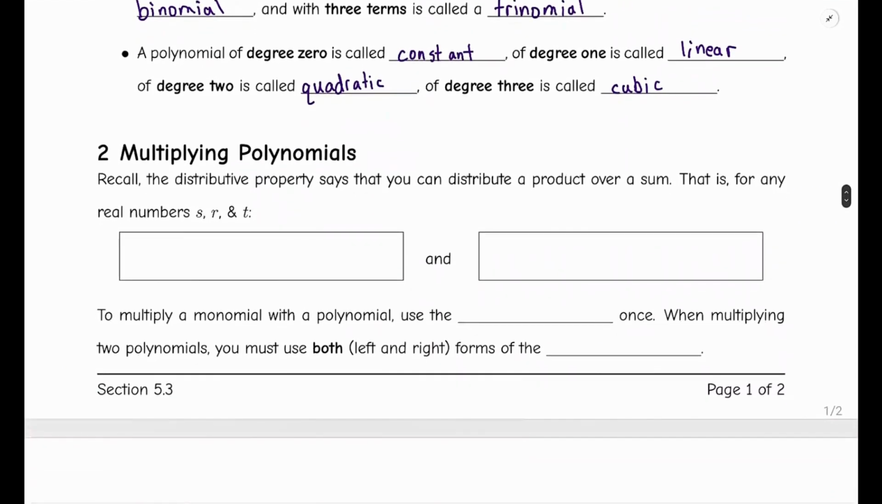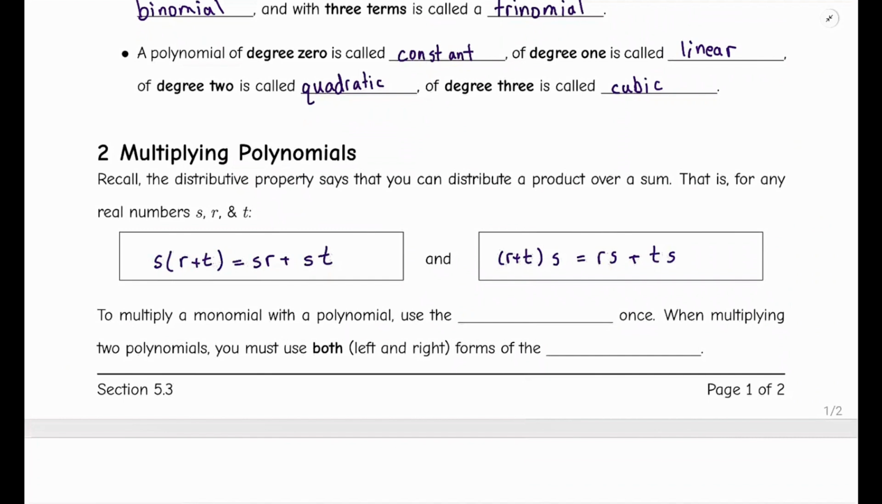Part 2, multiplying polynomials. Recall, the distributive property says that you can distribute a product over a sum. That is, for any real numbers s, r, and t, we have s times (r plus t) is equal to s times r plus s times t. But you can also flip that around and say that (r plus t) times s would equal r times s plus t times s. So it does not matter on which side of the parentheses that monomial is.